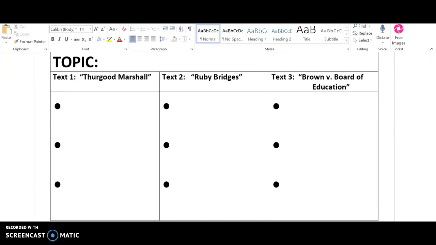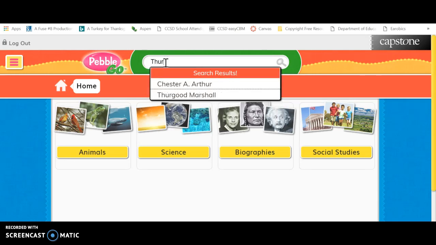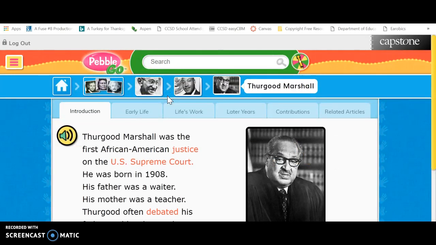That means that you have to find 3 facts about these people or this event, and you're going to find that evidence in your research. So once we log into PebbleGo with our school credentials, we're going to come up to the green search bar, and you can start typing Thurgood Marshall, and you see I don't even have to finish typing his name, that it pops up and knows who I want to research.